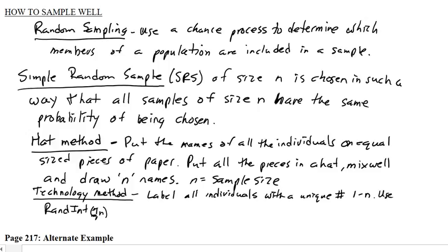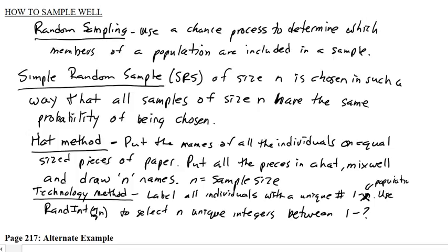To select n unique integers between 1 and whatever. I said back here 1 to n, but let's call it 1 to x, which is the population size. So everybody in the population should get a label from 1 to x, and then we do 1 to x in our random number generator as well.